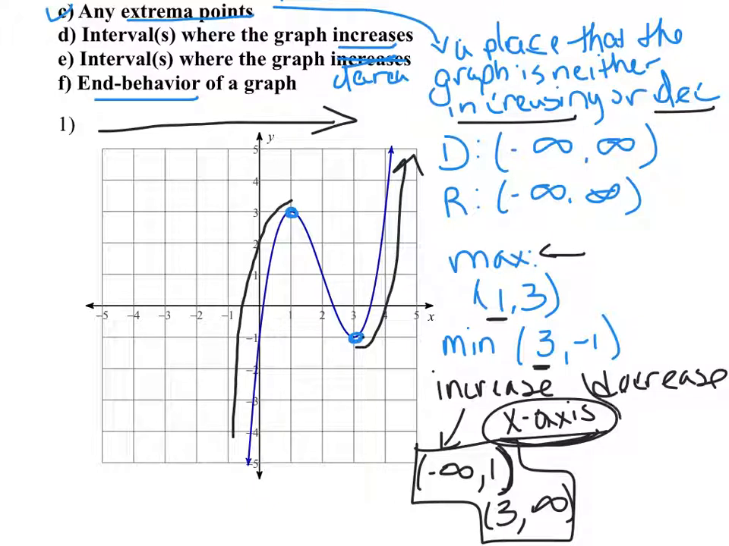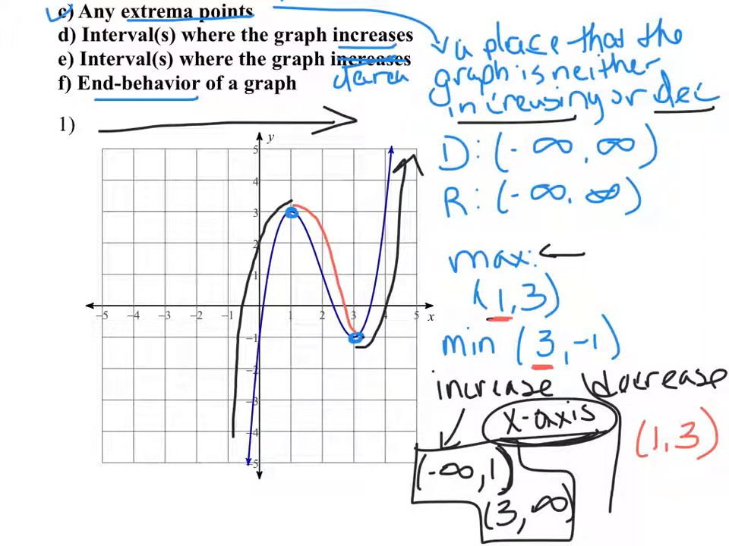So where does the graph decrease? Well, it's the rest of it. From one extrema to the other. Remember, it's always the x value. This is my x value, and so is this one. So it's from 1 to 3 that this graph is going down. Picture yourself driving a car. Am I driving it down?